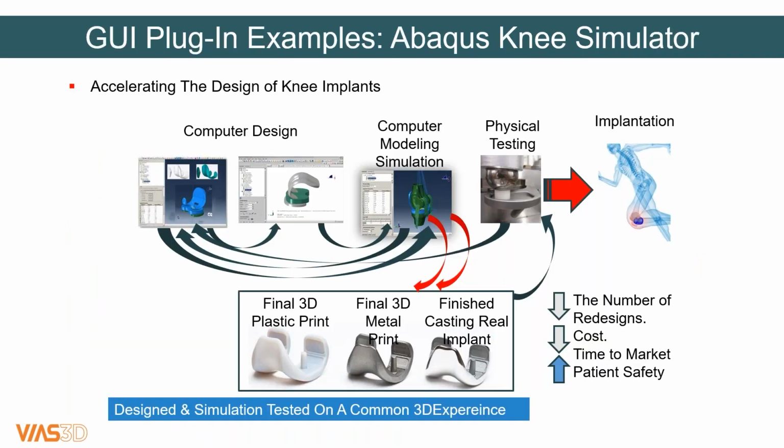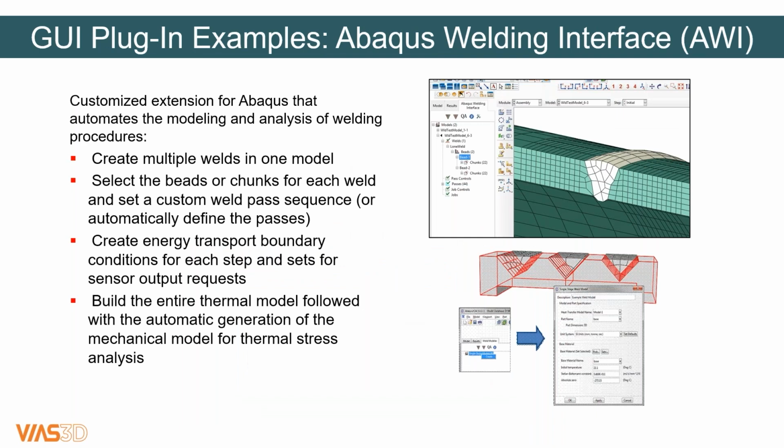In the next couple of slides, I'm just going to go over some other GUI examples. This was one of the custom application examples that was in that graph, the Abaqus Knee Simulator. We have a GUI here for the Abaqus welding interface. This is used to help automate the setup and modeling for welding simulations.